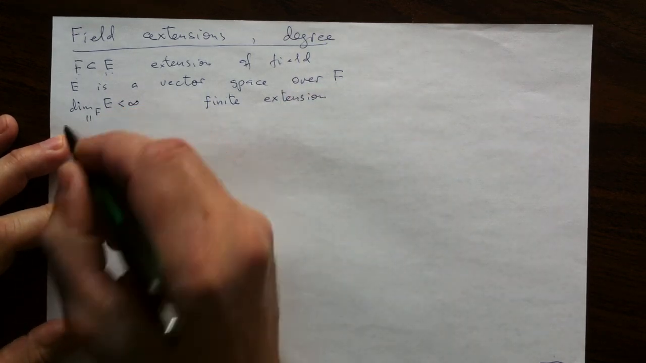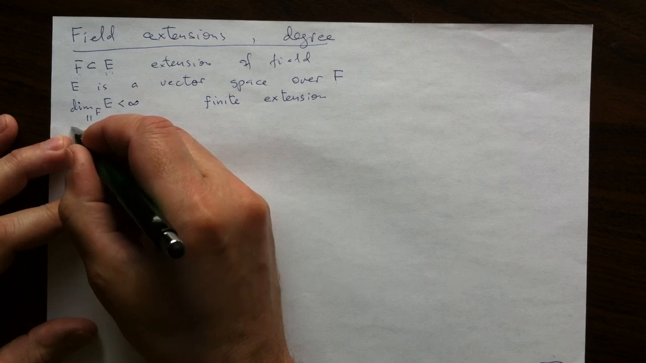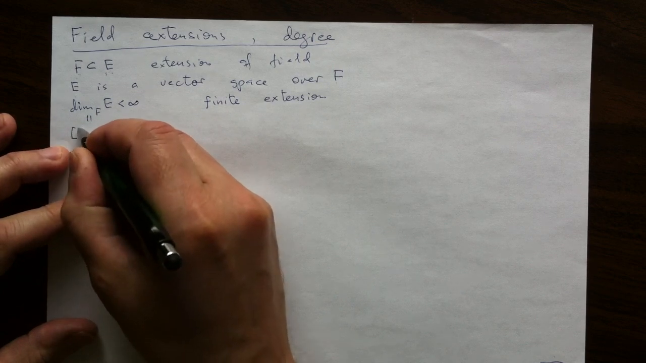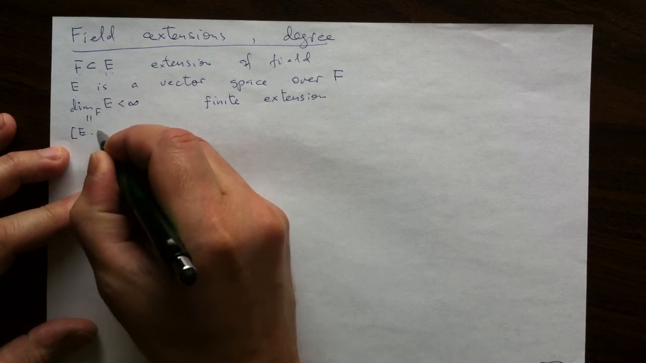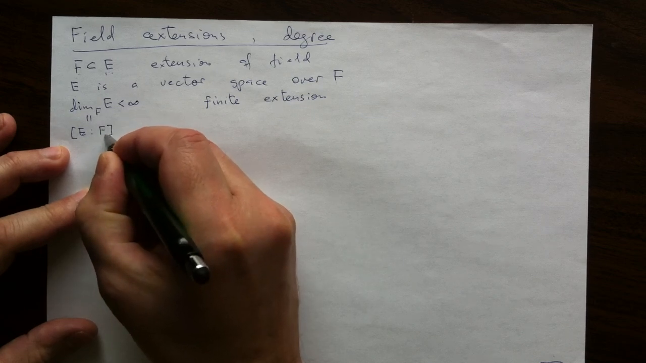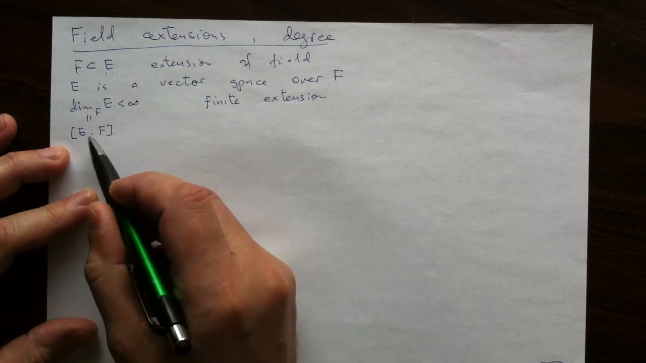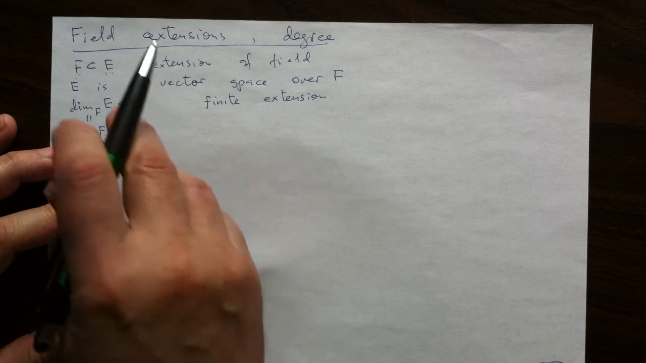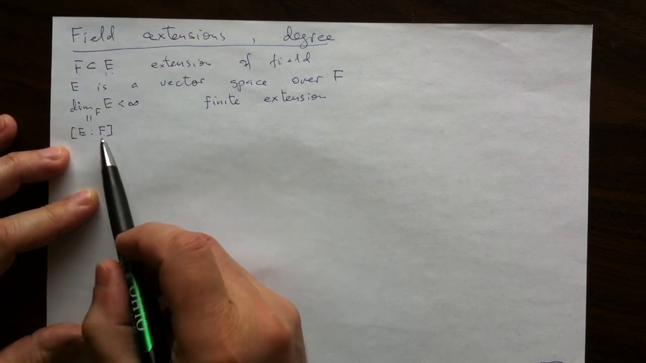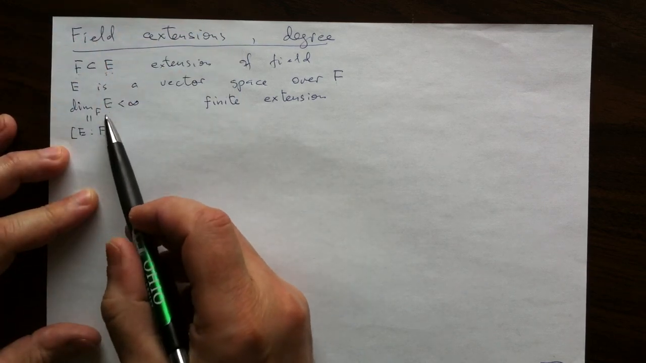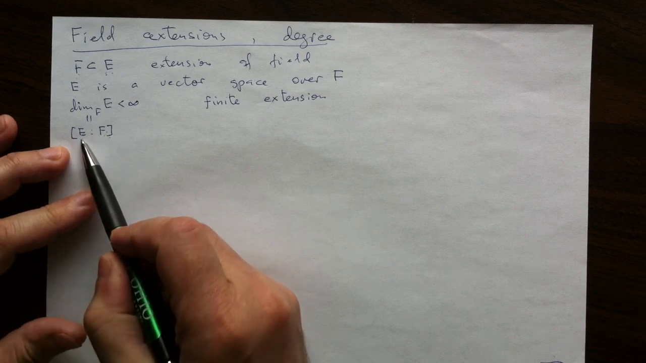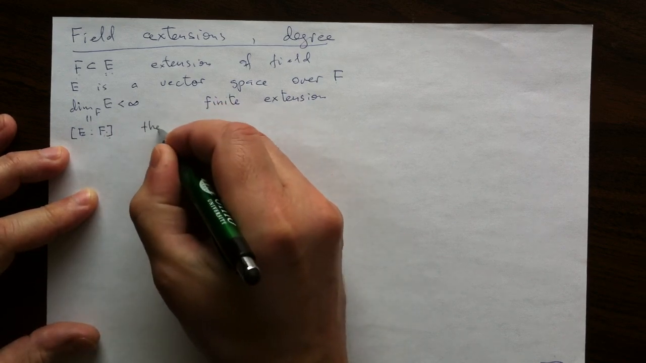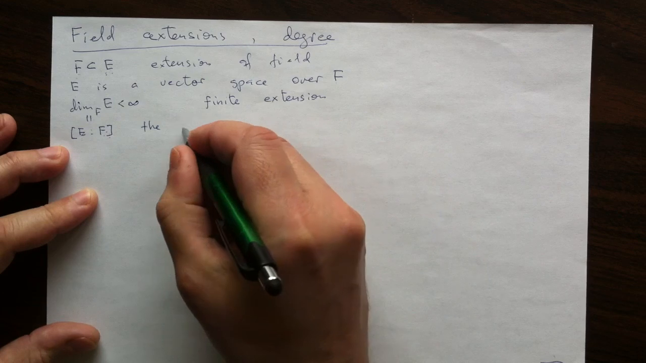This dimension is traditionally denoted in a different way, in a way very close to group theory. The index of F in E, the order is reversed, and the index of a subfield F in the field E is, by definition, this dimension.